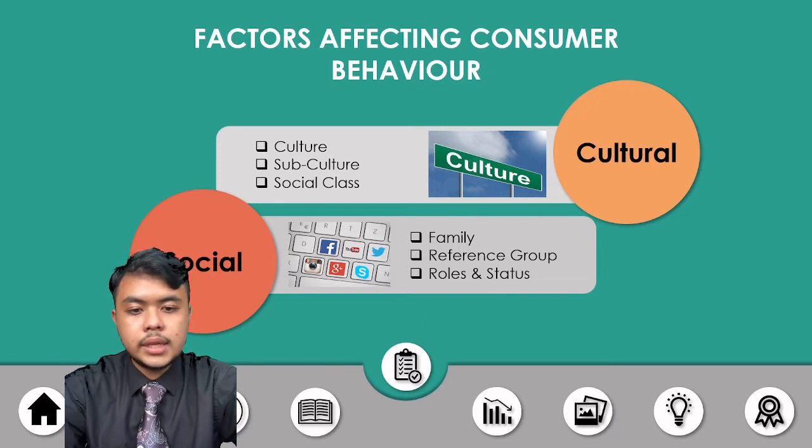Next, we have role and status. An individual participates in a variety of groups, including family, clubs, and organizations. Role and status can be used to define a person's place in each group. A role describes the task that a person is expected to complete. Each role has a different status. A manager has a greater status than an office clerk, and a court justice has more status than a manager.